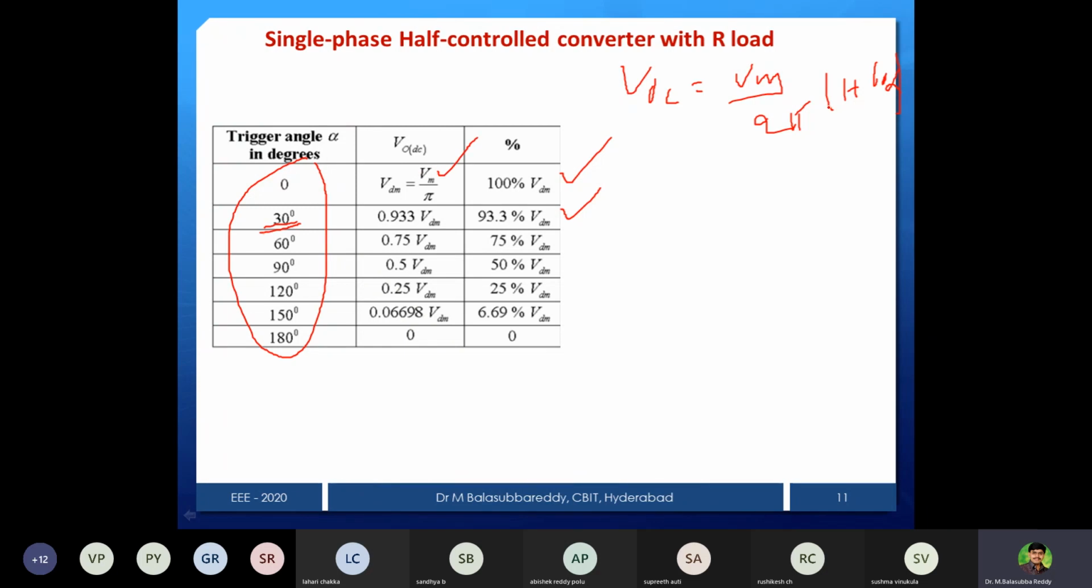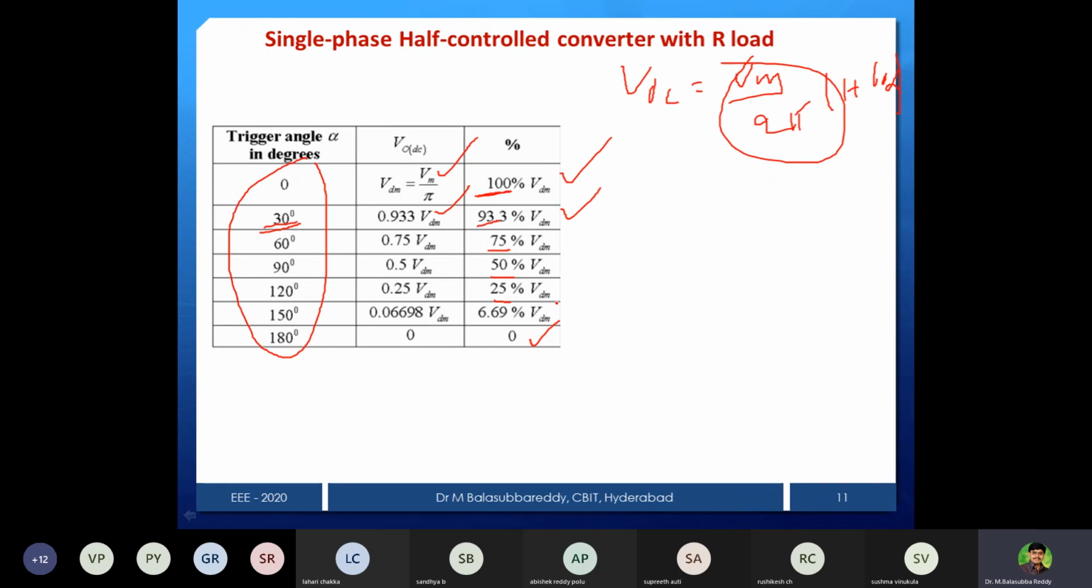And alpha is 30 degrees, then cos 30 is root 3 by 2, plus 1. So this is the factor we multiply to get the output voltage. In terms of percentage, alpha is 0 means you get 100%, and alpha is 30, 93%, then 60, then 90 and so on. If you make alpha equal to 180 degrees, you get 0.